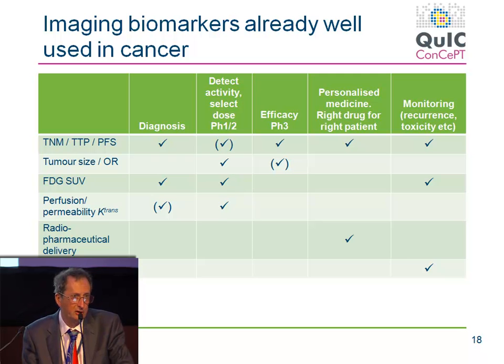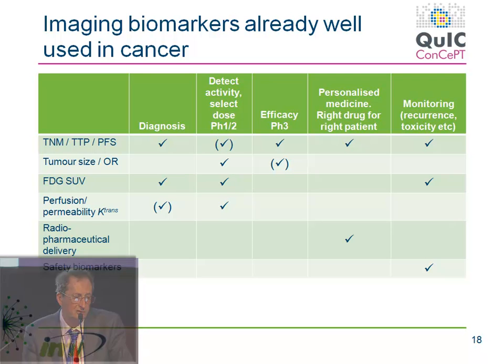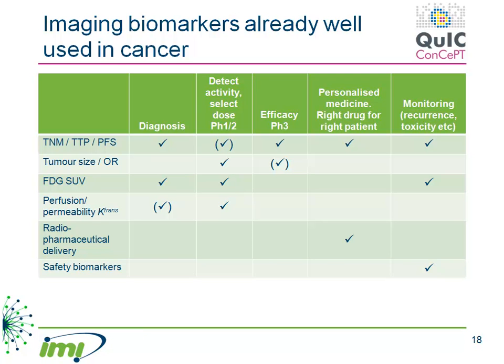We use them to prove efficacy and select dose in phase 1 and 2. We use them to show efficacy in phase 3. Even if you look at FDA labels, you will find many of these biomarkers on FDA labels as for personalized healthcare, and we also use them to monitor recurrence and toxicity. But it's a short list, and it doesn't cover very many of the hallmarks of cancer.